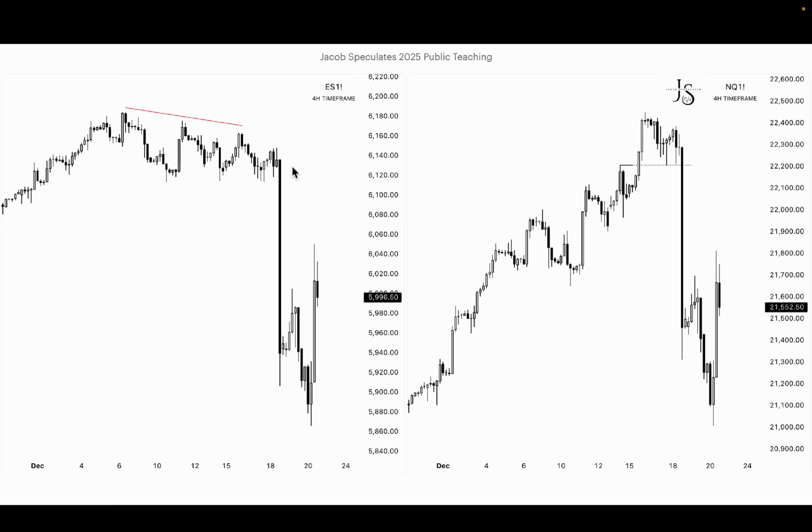So viewing it through the lens of a lower time frame perspective, we can see that the NASDAQ traded above this high right here, which would be the previous week's high, and then made a very large expansion, while on the S&P, it failed to take out these highs and then created the expansion.